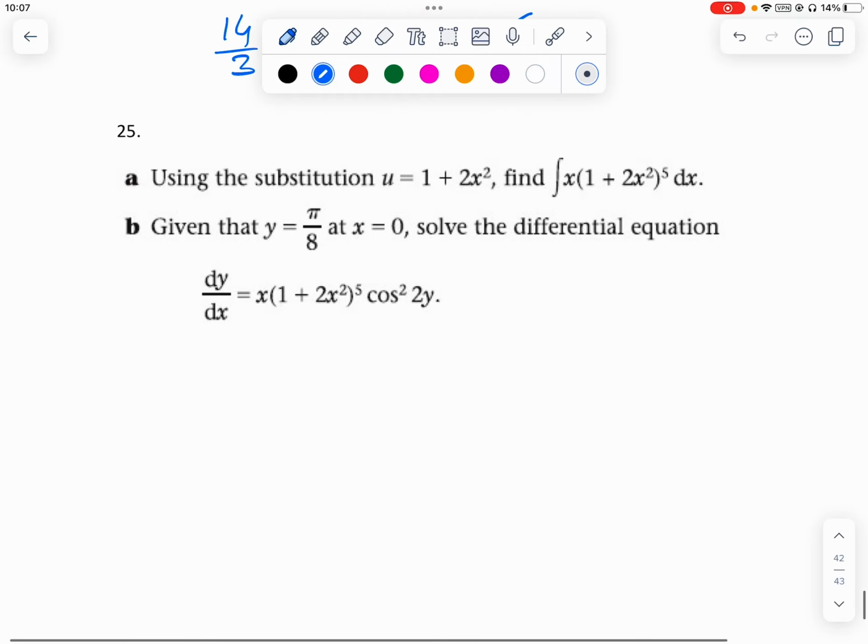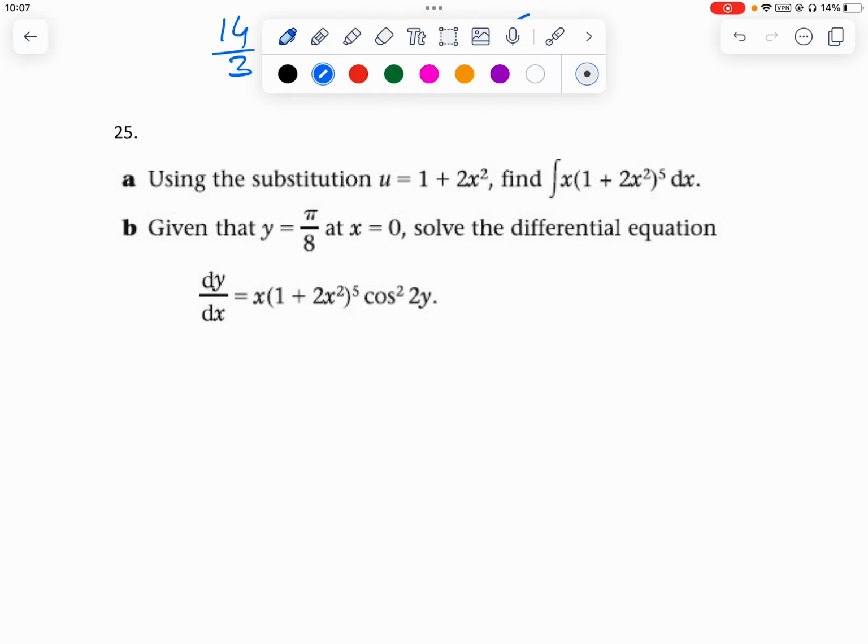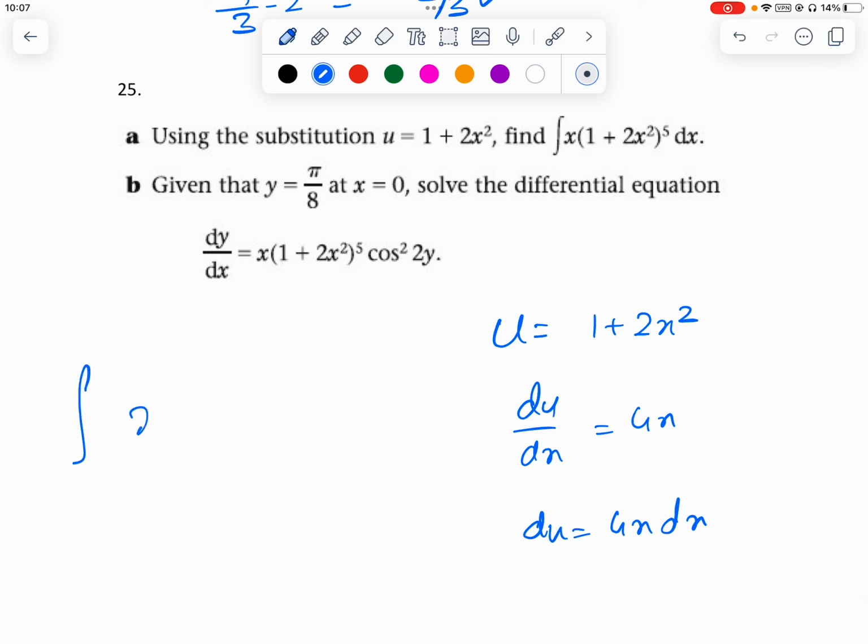Last question. Use a substitution to find the integral of this one and then solve the differential equation. So what is the substitution? U equals 1 plus 2x square. So du by dx equals 4x. So du equals 4x dx. So integral of x times 1 plus 2x square whole to the power of 5 dx. So multiply and divide by 4. 1 upon 4. 4x dx is du and this is u power 5.